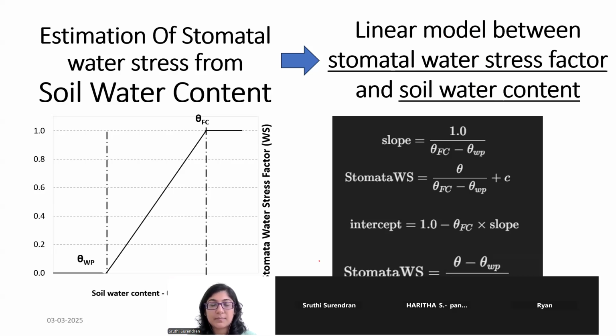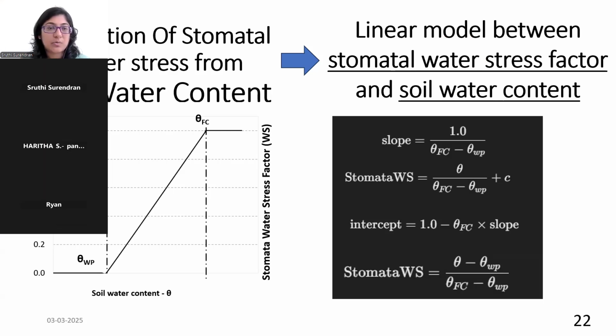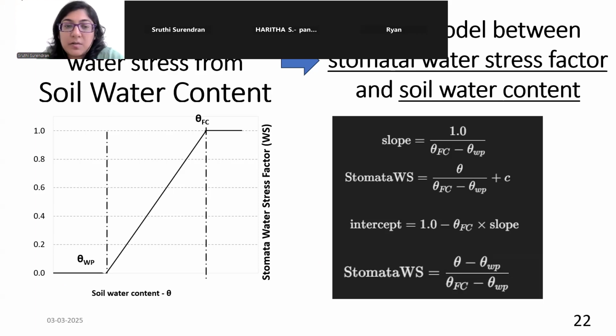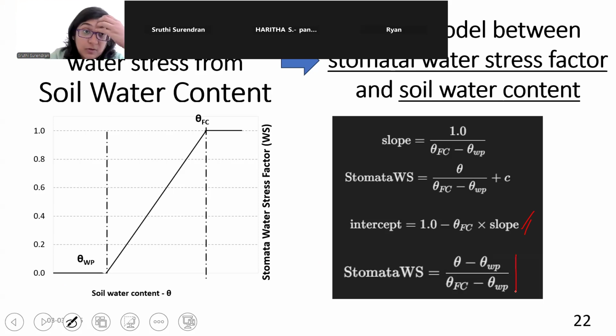So this is the same thing that we learned yesterday with regard to the linear regression model. You need to find the slope, you need to find the intercept, and then you need to substitute in the equation of the line. Then finally you will get this equation, which is the equation to find out the stomatal water stress. So if we have the value of the soil water content, the wilting point, and the field capacity, we can find out the stomatal water stress factor.